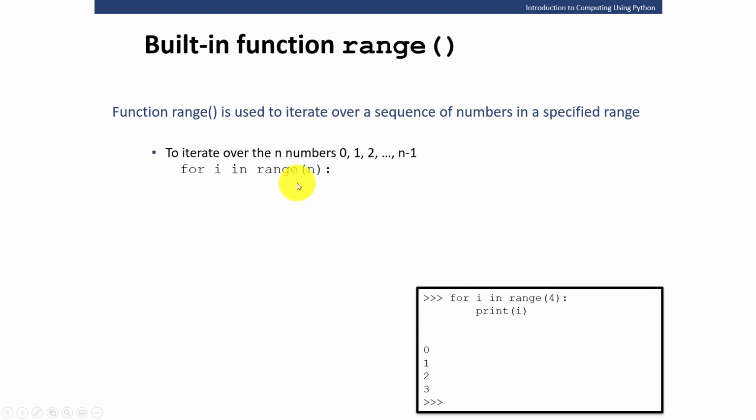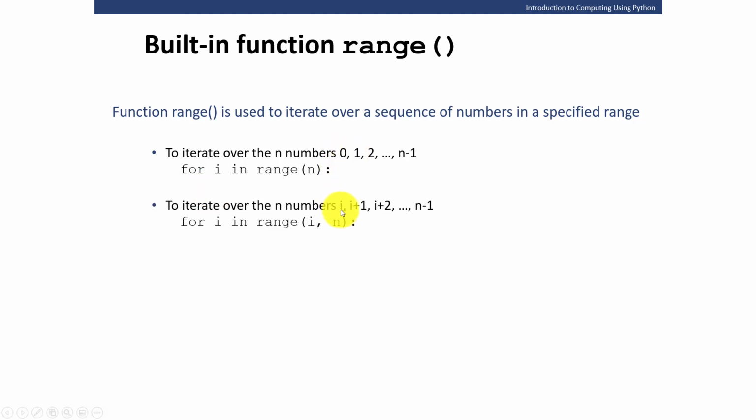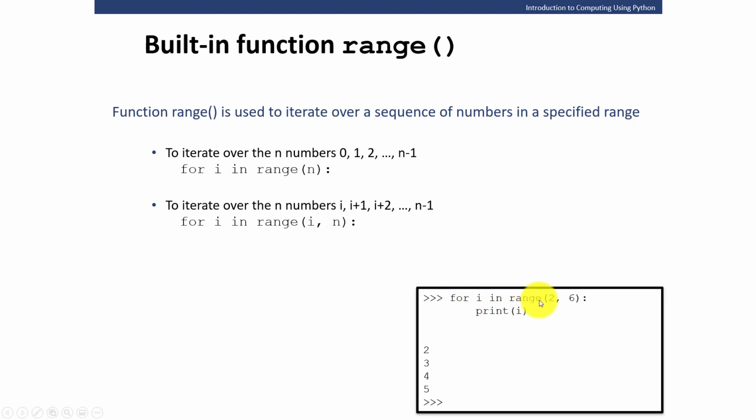And the function range has another format, which is, instead of starting at 0, we put the start point and the end point minus 1. Okay, so in this case, for instance, for i in range 2 to 6, I'm going to incrementally start from 2 up to 5, incrementing by 1.